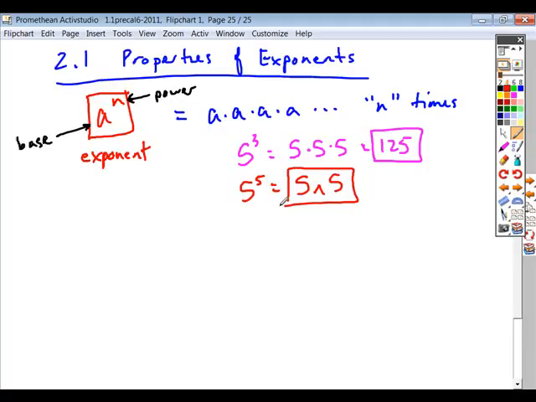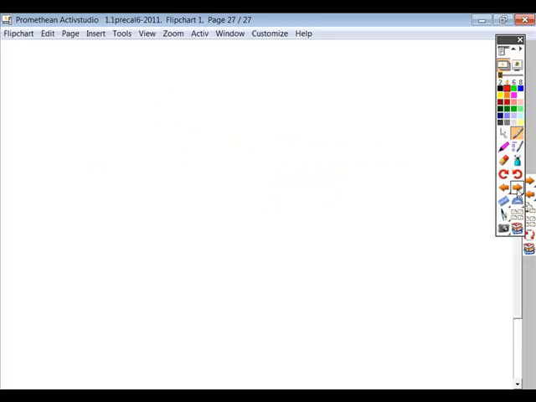Questions just about this in general, what an exponent looks like, the different pieces of it, what it represents? Again, it should be pretty self-explanatory. I'm going to break down the properties that I want to go through into 4 groups of 2 and just talk about them in those pairs.